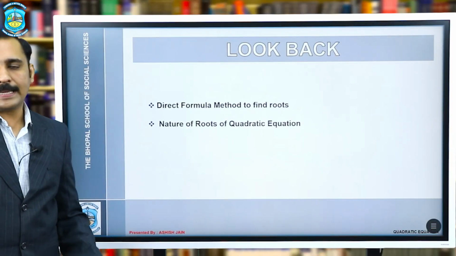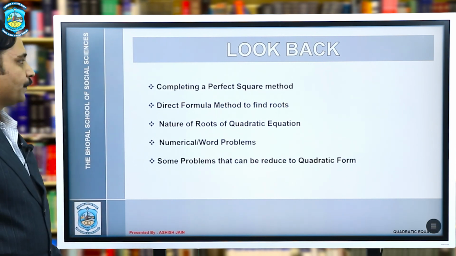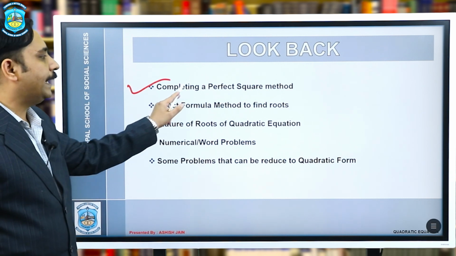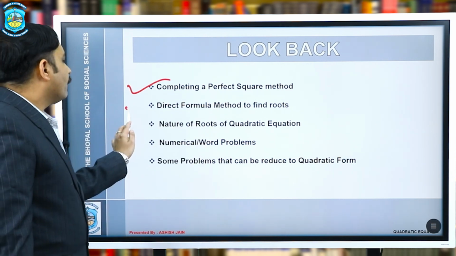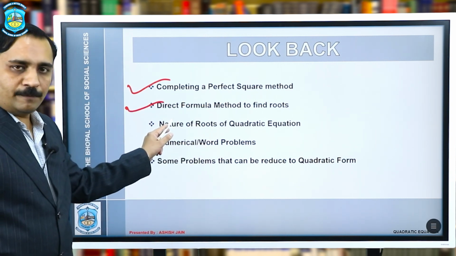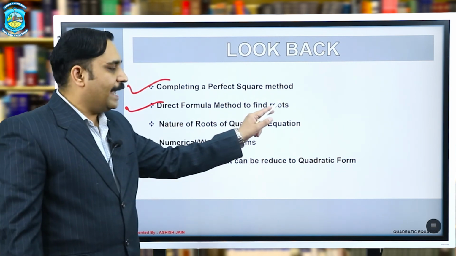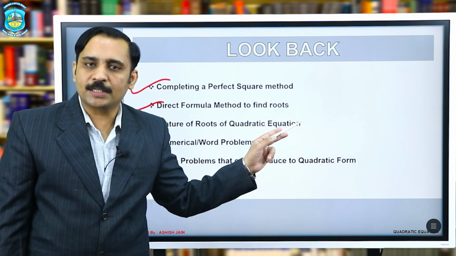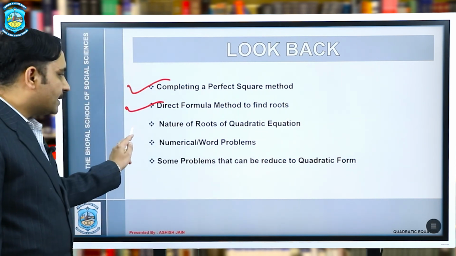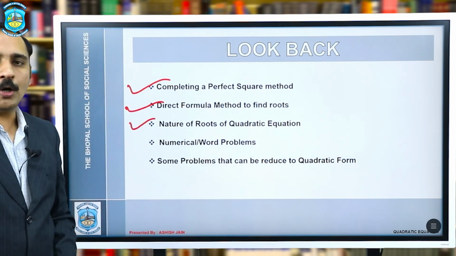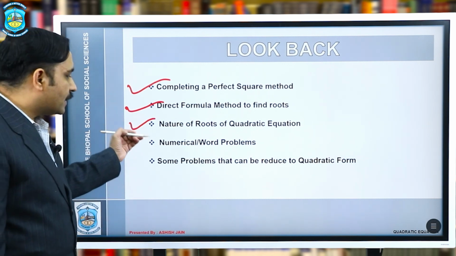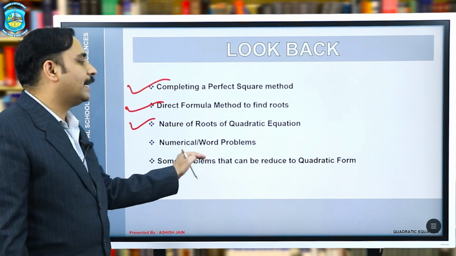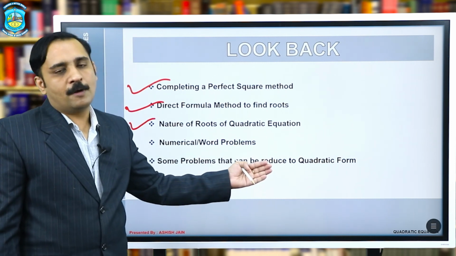Let us now look back and see what we have covered in this module. In this module, we have seen how to solve problems using the completing a perfect square method. We have used the direct formula to find the roots, which is x is equal to minus b plus minus under root of b square minus 4ac upon 2a. We have seen how we can solve problems on the basis of nature of roots. We have seen some numerical and word problems on it, and also problems that can be reduced to a quadratic form for their solution.